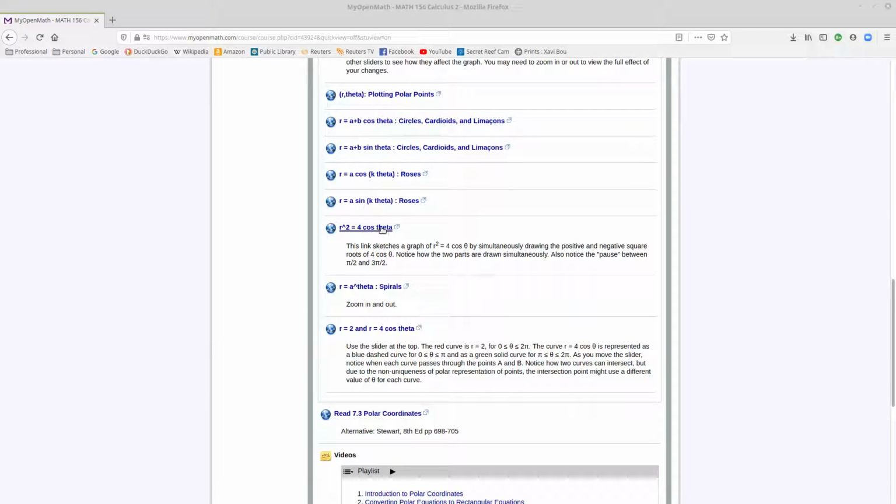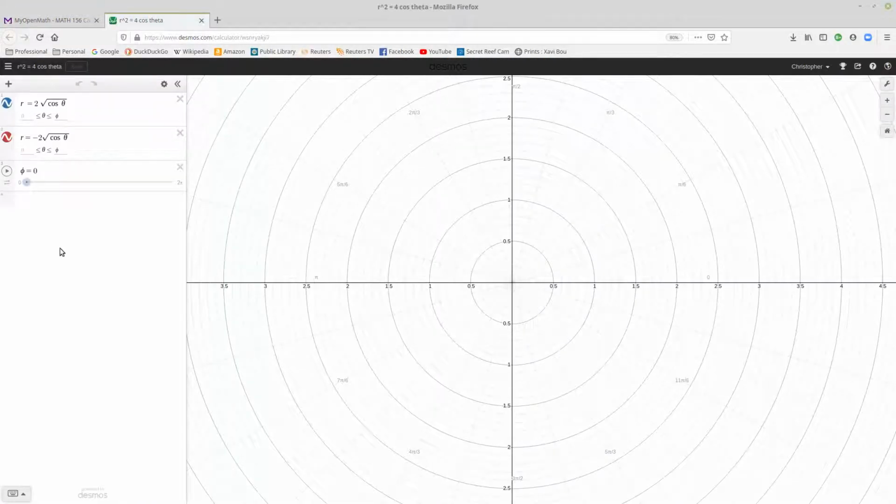Okay, for this next video, I want to move along with the graphs here and look at r squared equals 4 cosine theta. Now, of course, I could have done as in the last videos and chosen an a value here instead of 2, instead of 4. So instead of r squared equal 4 cosine theta, we could experiment, and we could certainly do that.